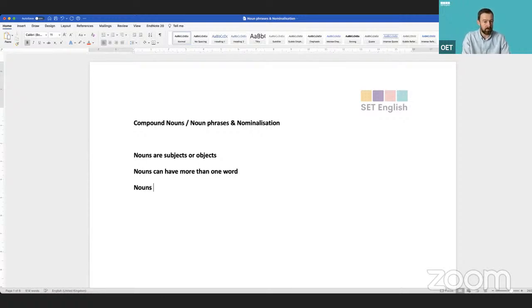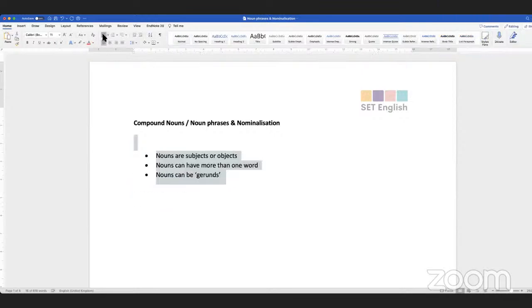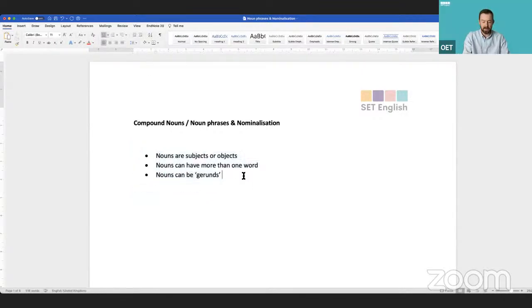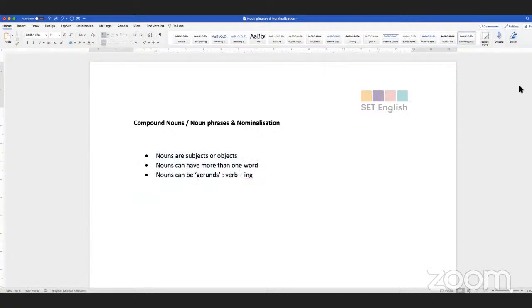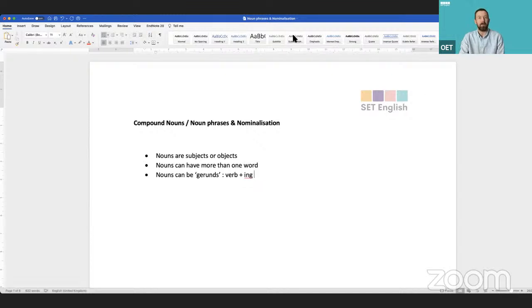Nouns can be gerunds. Put your hand up if you'd like to explain to me what a gerund is. Okay, Andrea, explain to me what a gerund is, please. It's a verb with ing. It's a verb plus ing, yeah, exactly. Now, is it really a verb? It's a noun. Yeah, it's a noun. Exactly.